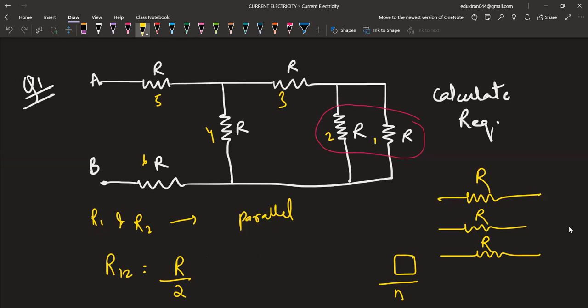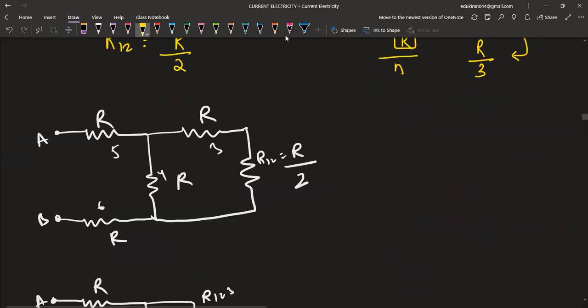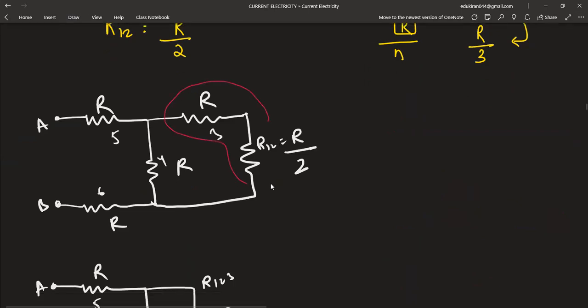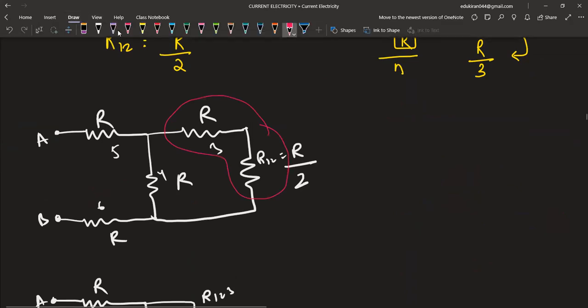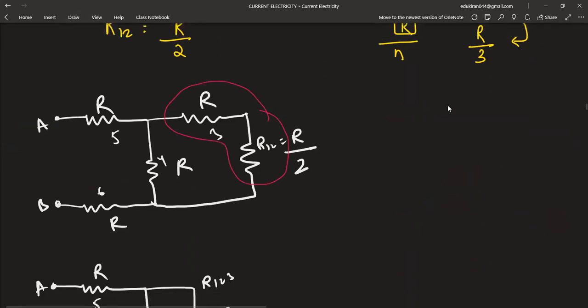Like if you look at this, suppose these are connected in parallel. So this becomes R by 3, like this in such cases. So this is R by 2. Okay. Now, instead of these two, we have replaced it with R12. What is the next connection possible? Next connection possible is these two. So we can see that R12 and R3, they are connected in series.